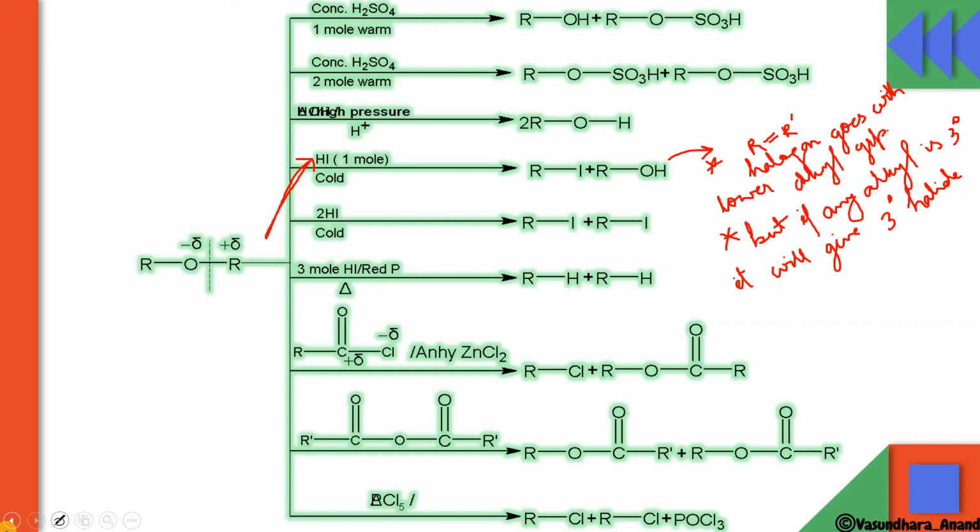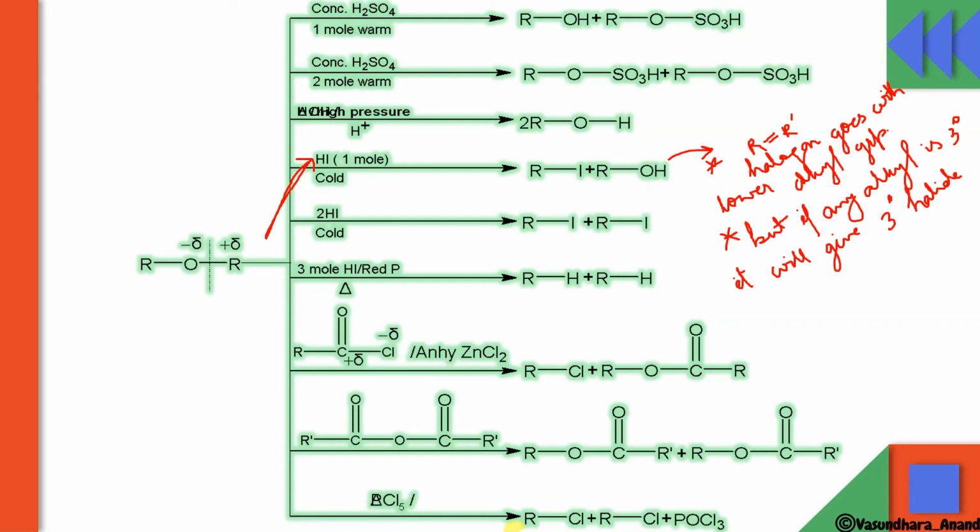But if we are using 2 moles of HI, then both will give you the alkyl halide. That means alcohol will not form in that case. And if we use 3 moles of HI, that means excess HI in presence of red P, then ether will directly convert into alkane. If R and R dash are the same, it will give you 2 moles of alkane. And if both are different, it will give you a mixture of alkanes.